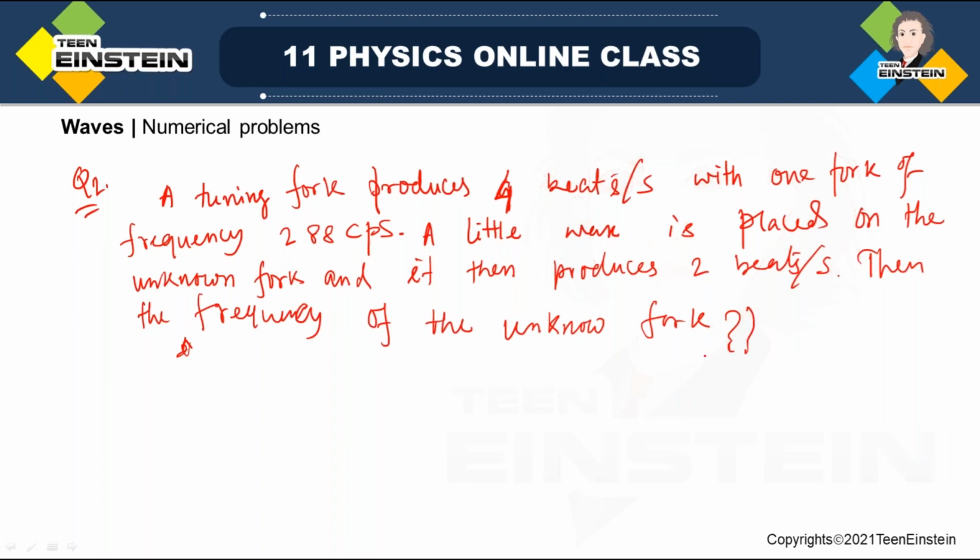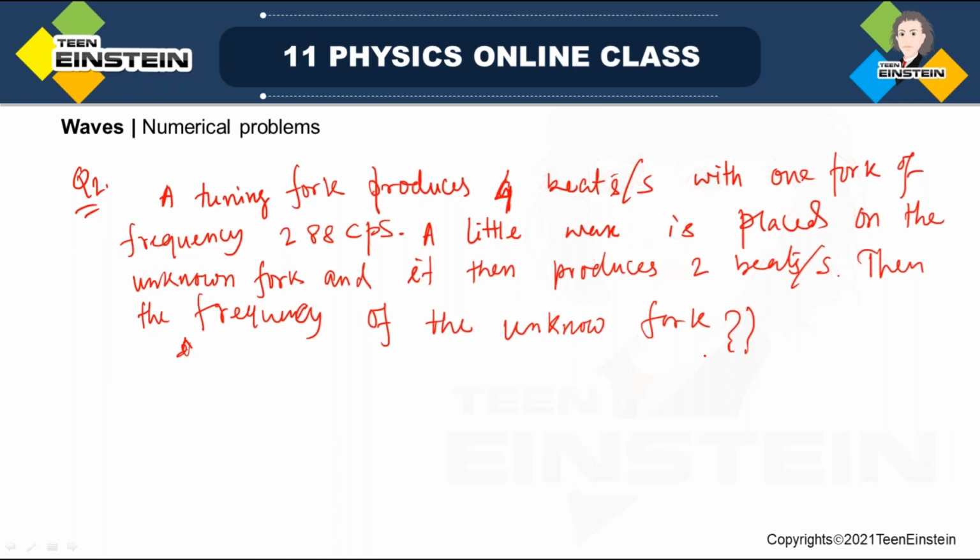Okay, so the question is, beats will be produced, we have already discussed, if two waves of same frequency, same amplitude, they just travel in the same medium and in the same direction, if they superpose, then only there is a possibility of beats being produced. Beat means what? Sudden increase in intensity and decrease in intensity, or sudden change in the intensity, you can say. So one increase, one decrease, together constitute a beat.